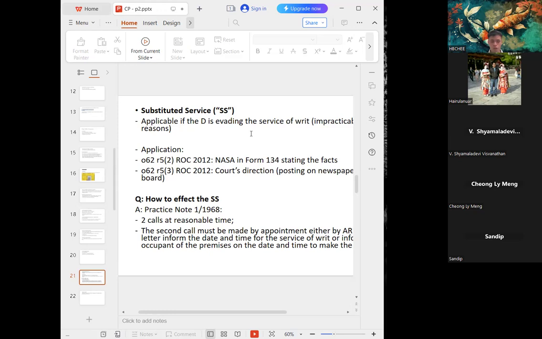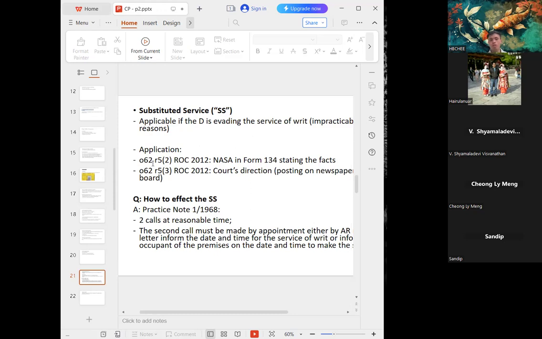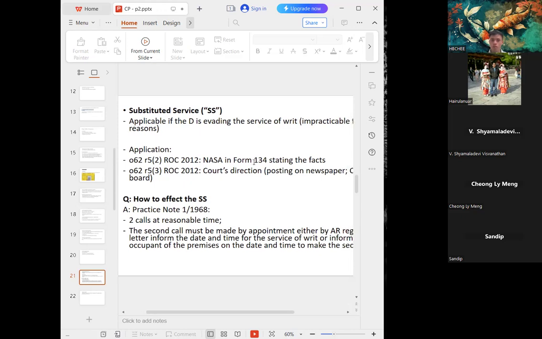Even if he's in the house, when the runner has already arrived at his house, he can do it in this way, like he never shows his face at all. So your dispatch boy, the process server, is unable to serve the writ to the defendant. The way to resolve this is that the plaintiff can apply for substituted service. How to apply for it? According to Order 62, Rule 5, it is by way of notice of application supported by affidavit in Form 134 stating the facts.